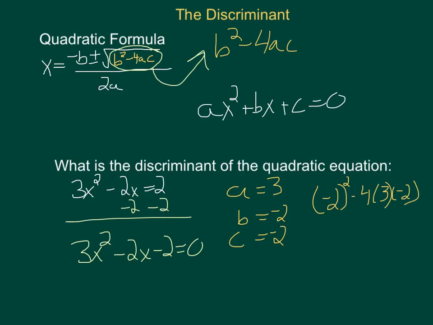So negative 2 squared is 4, minus 4 times 3 is 12, times negative 2 is negative 24. So really we have a keep change situation. 4 minus negative 24 is really 4 plus 24, so we end up with the discriminant being 28. Now this number again, 28 underneath a radical, will help you determine what kind of roots you have, and we'll practice more with that tomorrow.